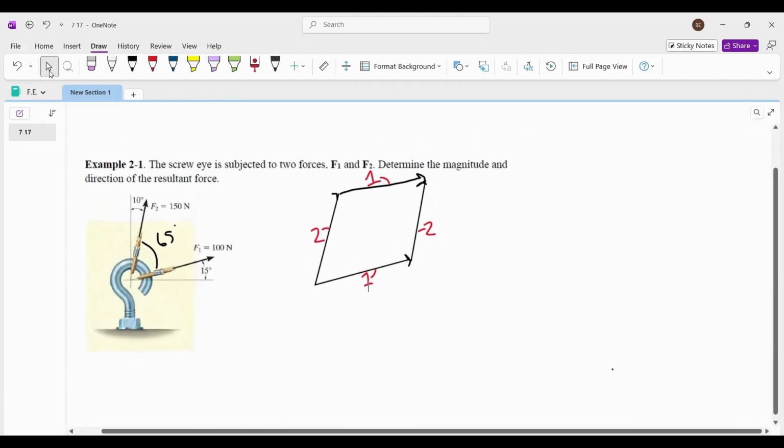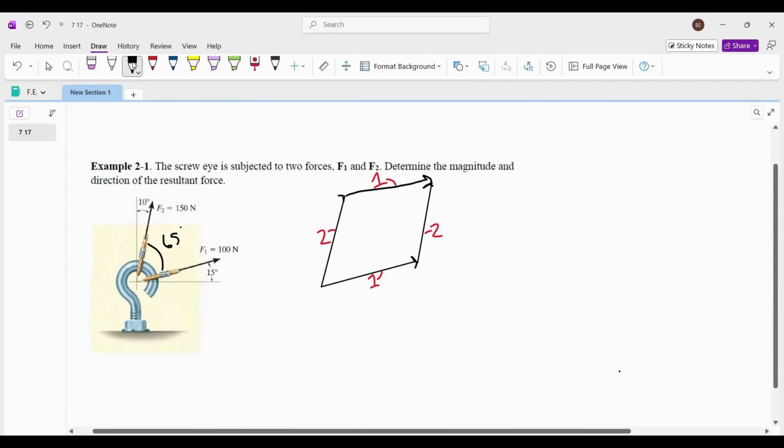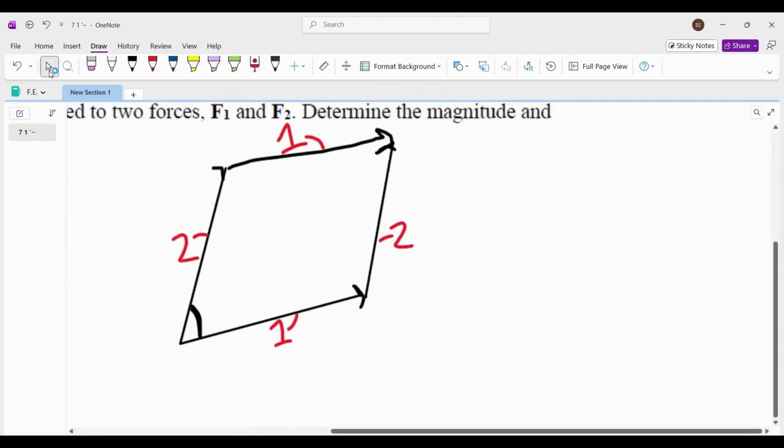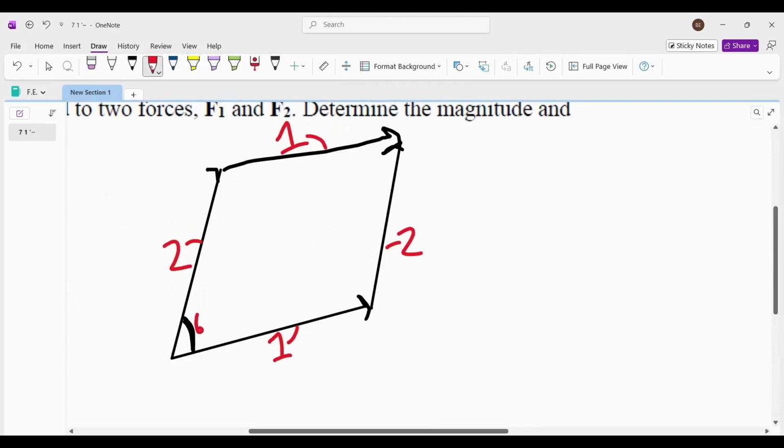Okay. From here, we know that this angle right here is the same as this angle right here. So we know that this is the 65-degree angle, and these two angles are the same, so they're both 65. So we're just going to write 65 on both angles. From here, the only angles that are missing are these two angles. And once again, these two angles are going to be the same, so we're going to call these beta.